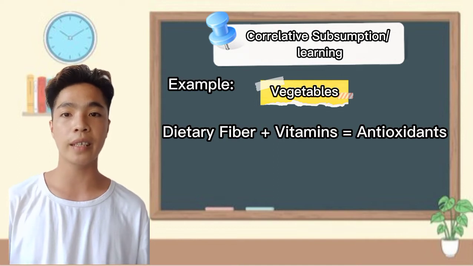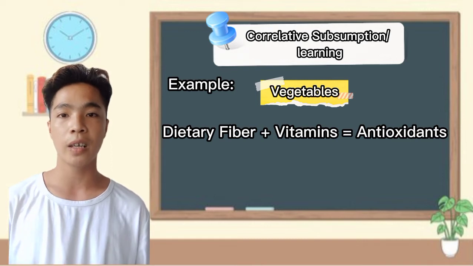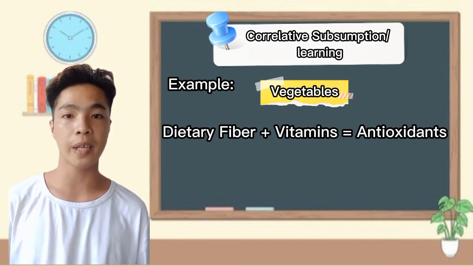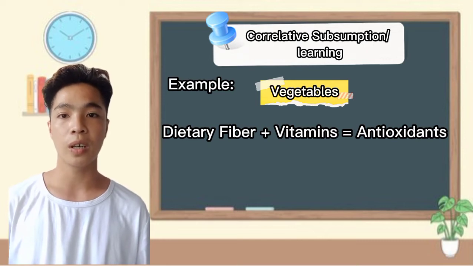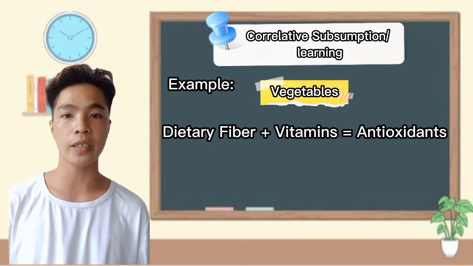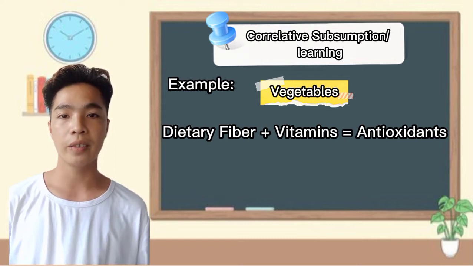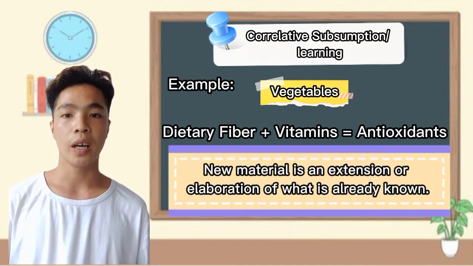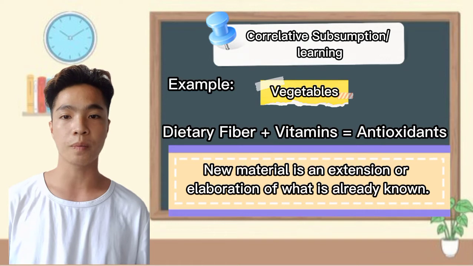In order to accommodate this new information, you have to extend your concept of vegetables from the previous concept of vegetables. Unlike in the derivative subsumption, where you only acquire basic knowledge, here in correlative subsumption you are creating a higher order concept using your basic knowledge. Therefore, it expands your thinking strategies in order to understand it. And that is how correlative subsumption works. New material is an extension or elaboration of what is already known.